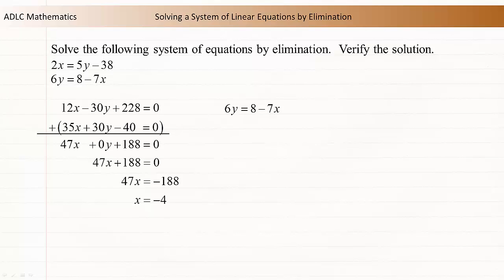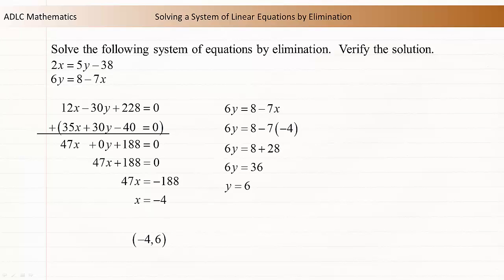Let's use 6y is equal to 8 minus 7x. Substitute negative 4 for x. Negative 7 times negative 4 equals 28. This simplifies to 6y equals 36. Divide both sides of the equation by 6 to isolate y. The value of y is 6. The solution to this system is x equals negative 4 and y equals 6. We can also express the solution as the ordered pair negative 4, 6.